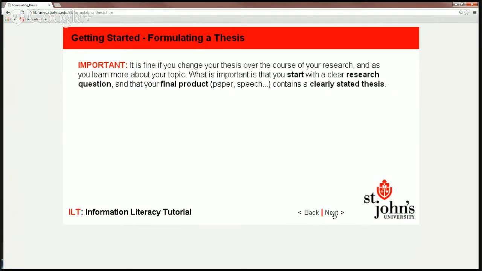this is an important reminder that it's fine to change your thesis statement over the course of your research, because the idea is that you'll suddenly start to find more information and you'll get a clearer sense of what's going on. Okay, so you might think that capital punishment, which is the death penalty, is bad, and there's no way to say that it's good.